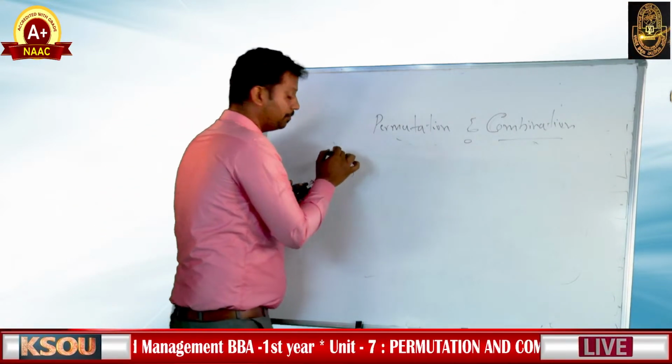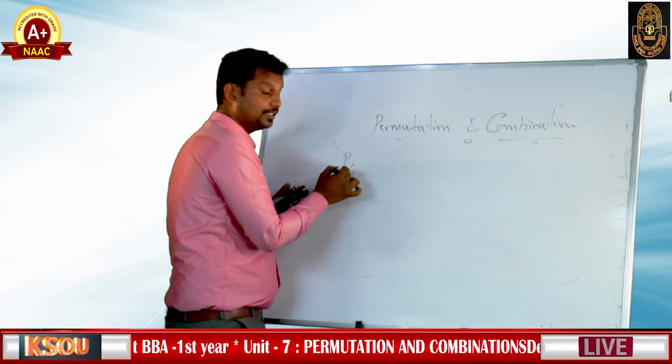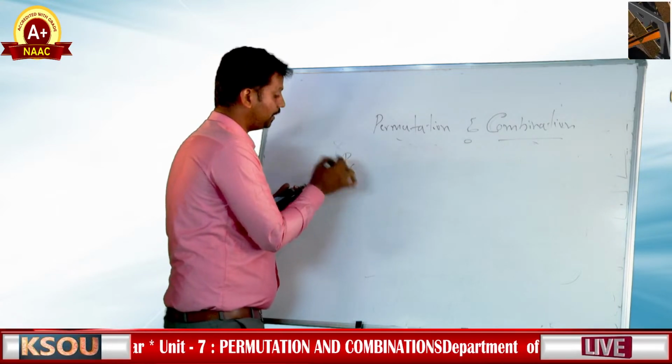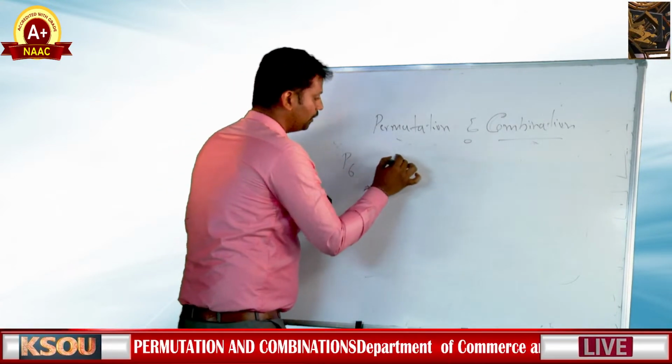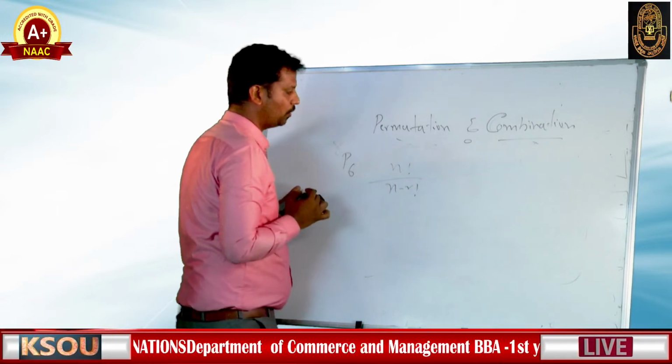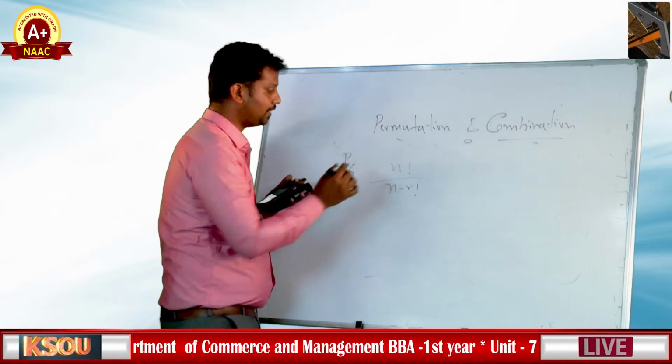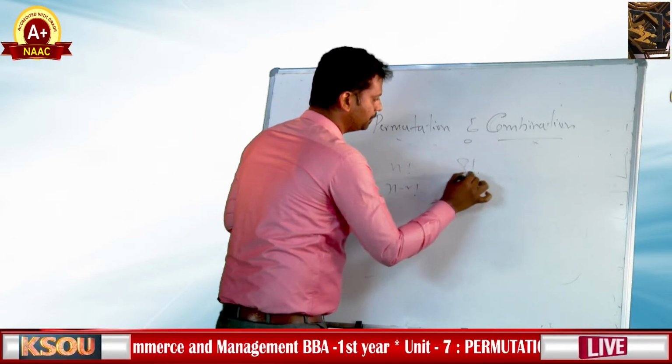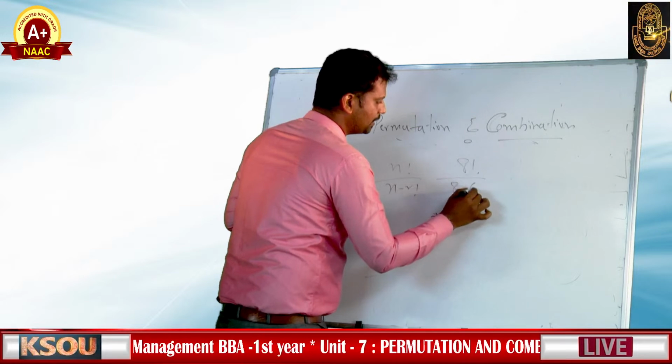So n factorial, n permutation 6. So here what is the formula? N factorial divided by n minus r factorial. Is it right? What is the n? What is the number of total elements? That is 8. 8 factorial divided by 8 minus 6 factorial.